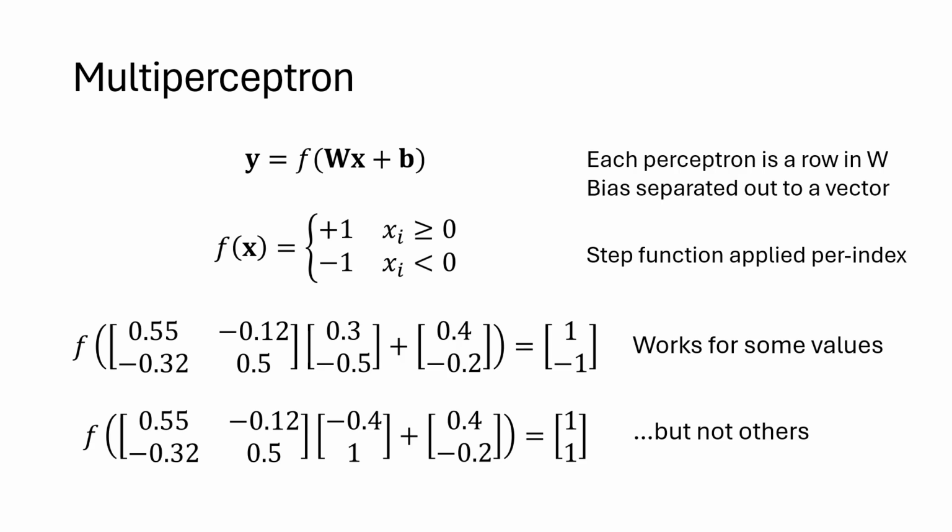This works for some inputs, but as you can see here, we now have the problem that two perceptrons can both fire for the same input. We need to change the activation function f so that it can indicate relative firing strengths for different perceptrons.